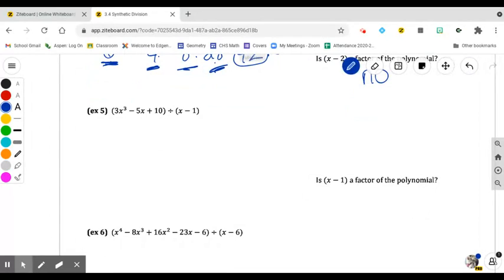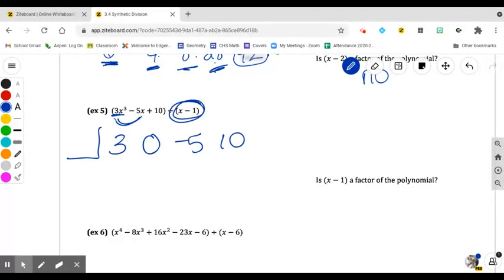Okay, here's another one. So I have 3. Notice it's missing the x squared term. It goes straight from x to the third to x. So a 0 for the x squared term. Negative 5, 10. The number in the box is going to be the opposite sign of the divisor, which is a positive 1. Draw your line, leave some space.